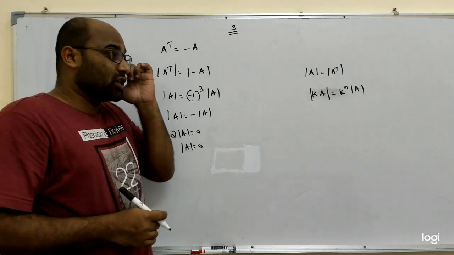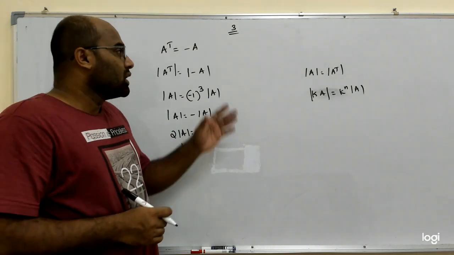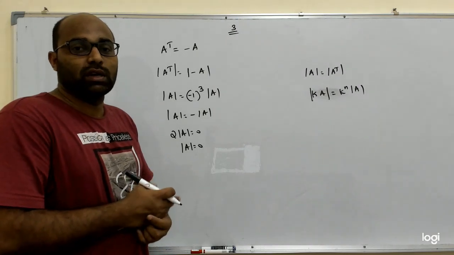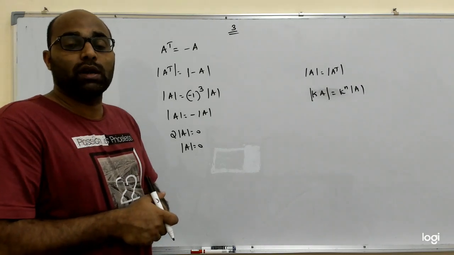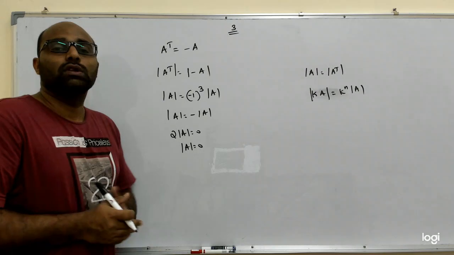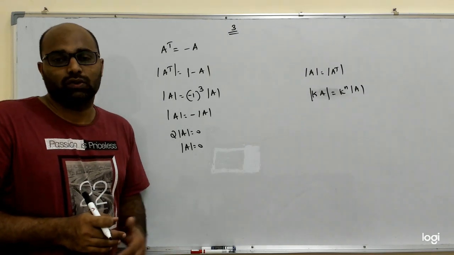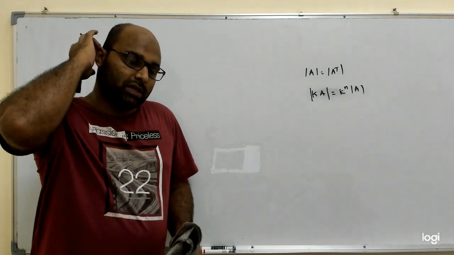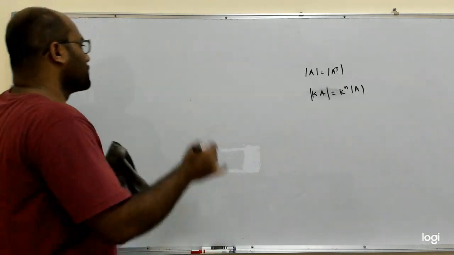So what we got? Actually we are talking about odd order. The determinant of this skew symmetric matrix of order 3 is 0. This also we got. I hope you understood this one. In between, some general questions I am discussing. What is (a plus b) whole square?